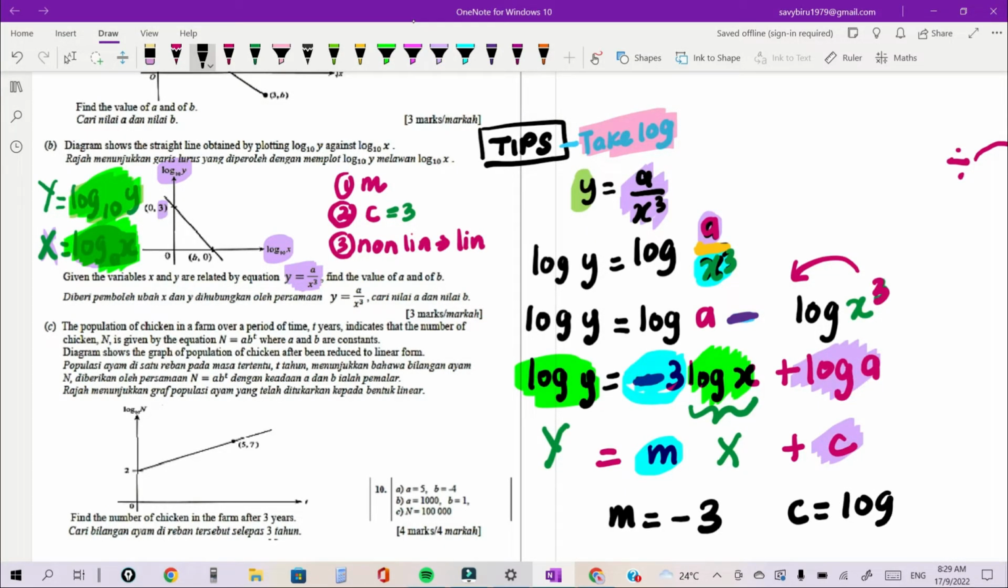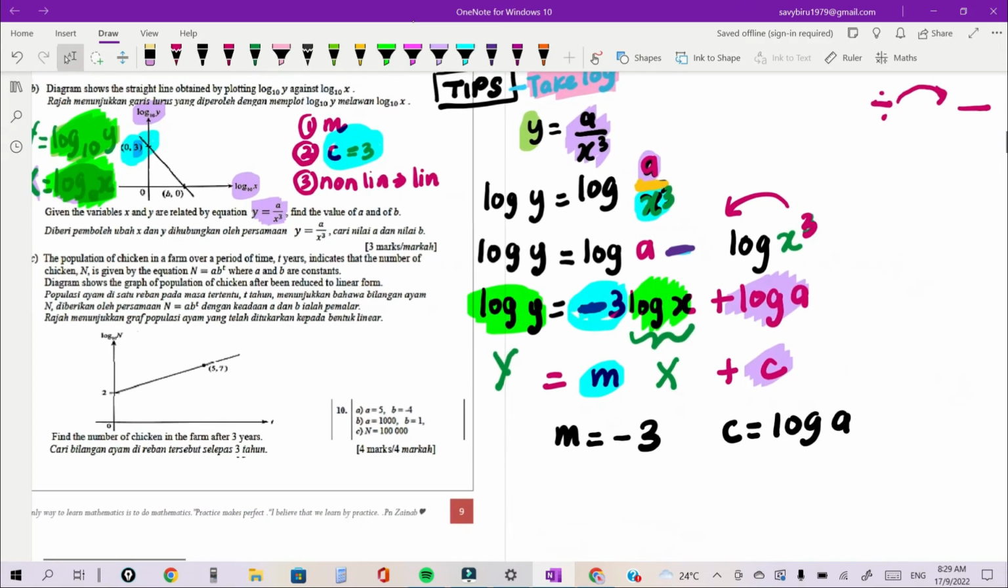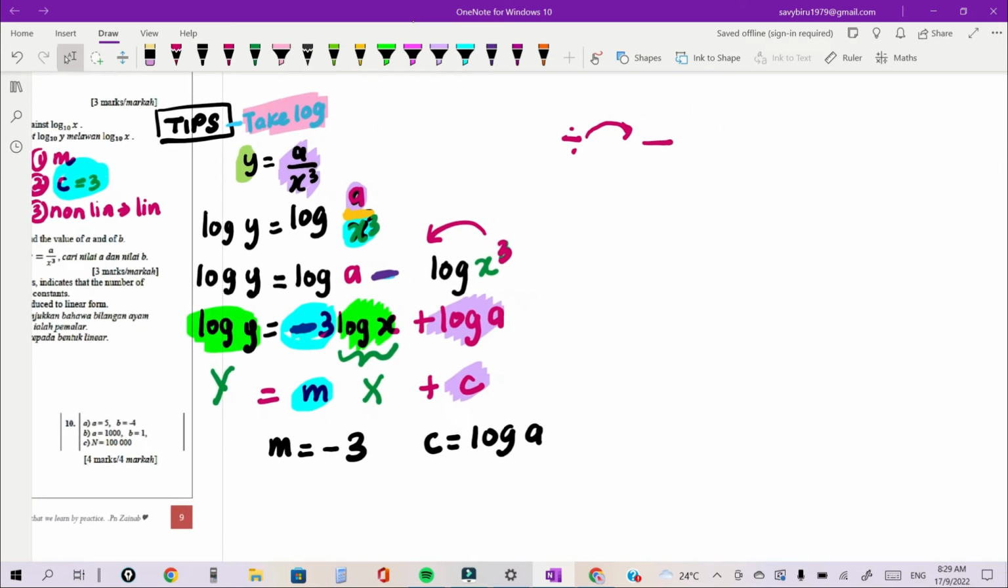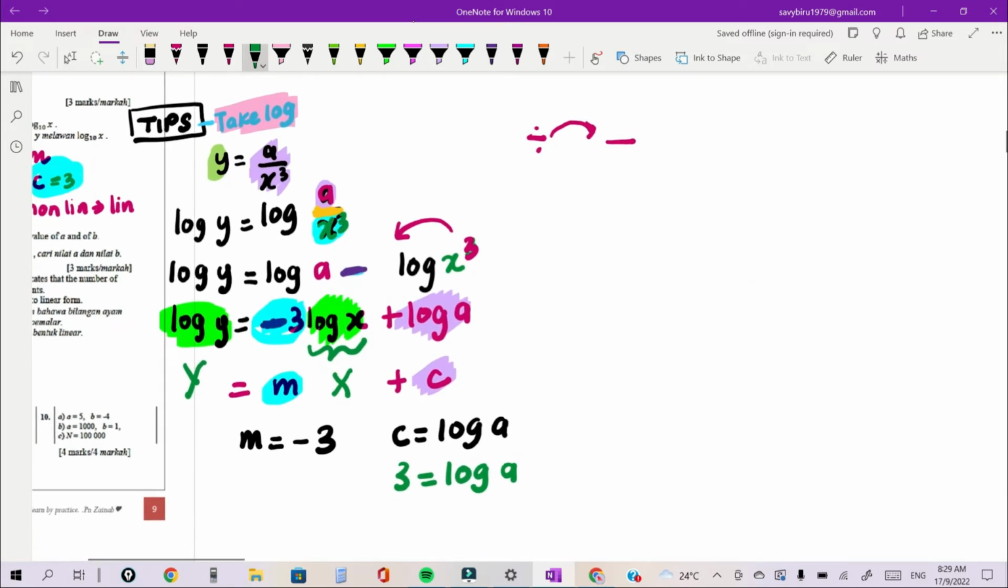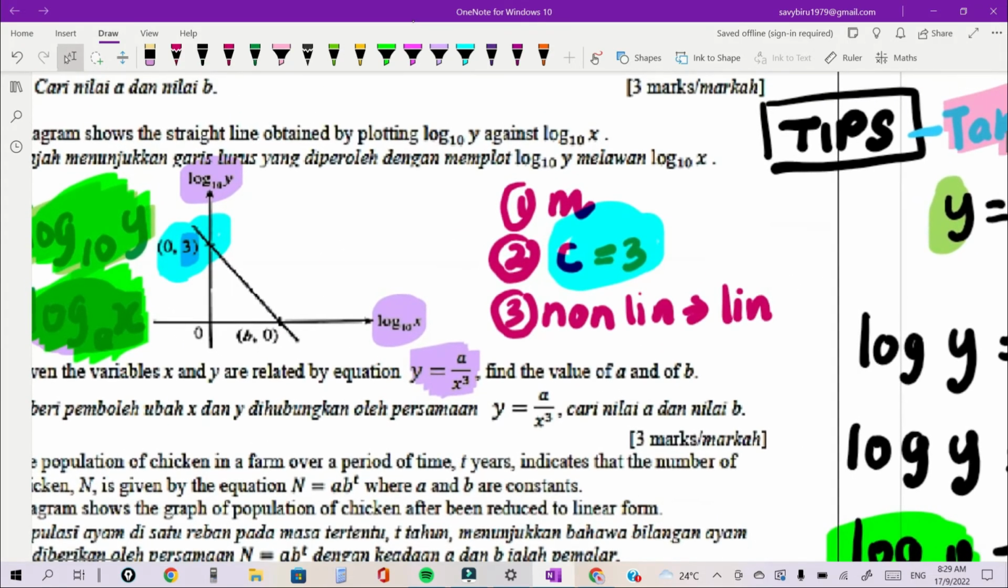The y-intercept is log A. And from the graph, the y-intercept is actually 3. It was here just now. So to find the value of A, the y-intercept is 3. Whatever you want to find, make sure it is on the left side. So to find A, shift log, 3, and you will get the answer 1000. The next one, you want to find B. Where's B? B is actually the x coordinate of this point.